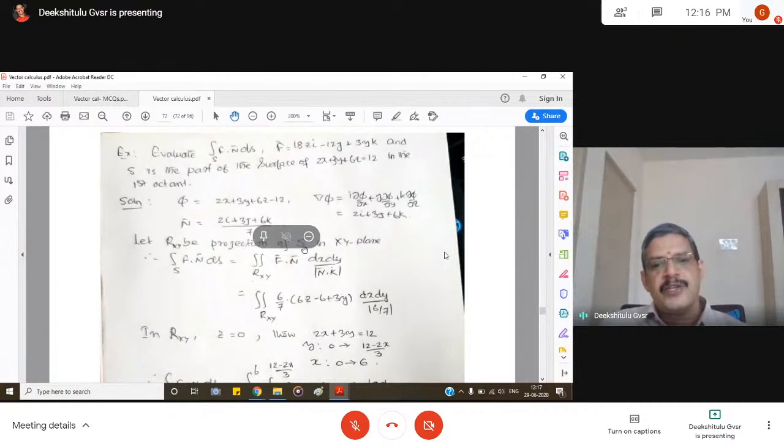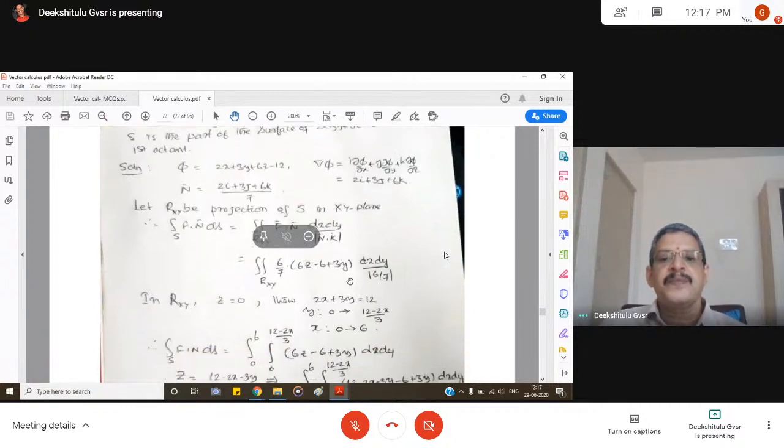So let Rxy be the projection of the surface in the xy plane. So F dot n dS becomes the double integral over Rxy of F dot n dx dy by n dot k. So 6 by 7, F dot n. F is this one, n is this one. So 18z into 2, 36z minus 36j plus 18y. If you take common 6 by 7, 6z minus 6 plus 3y, dx dy by n dot k. n dot k is 6 by 7. So if you cancel 6 by 7, this is what we get.